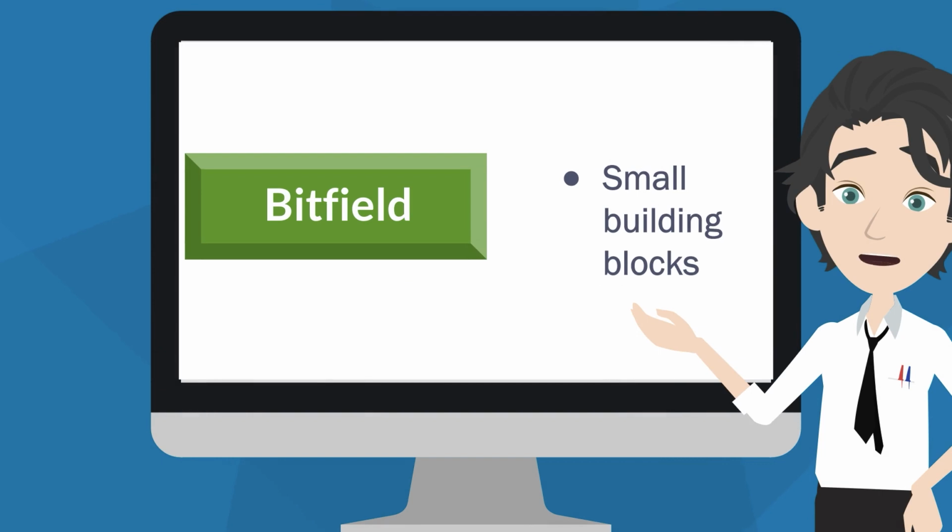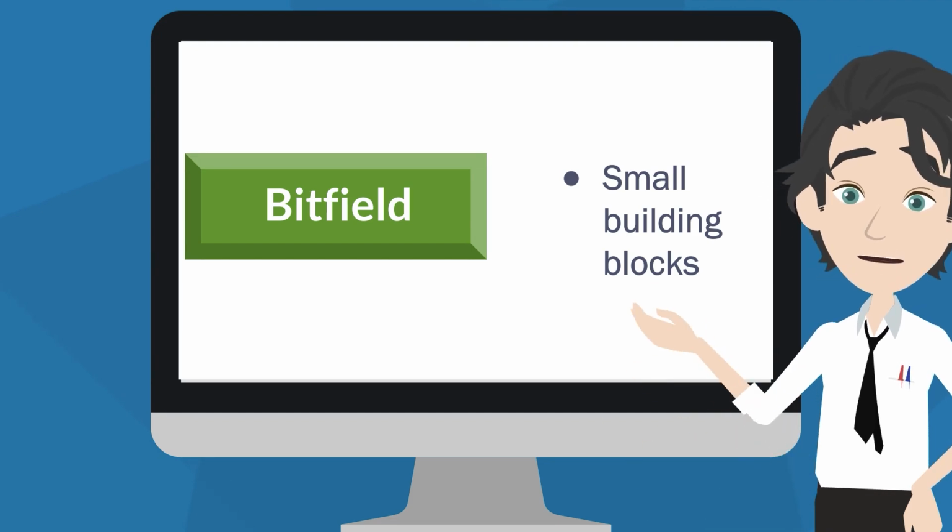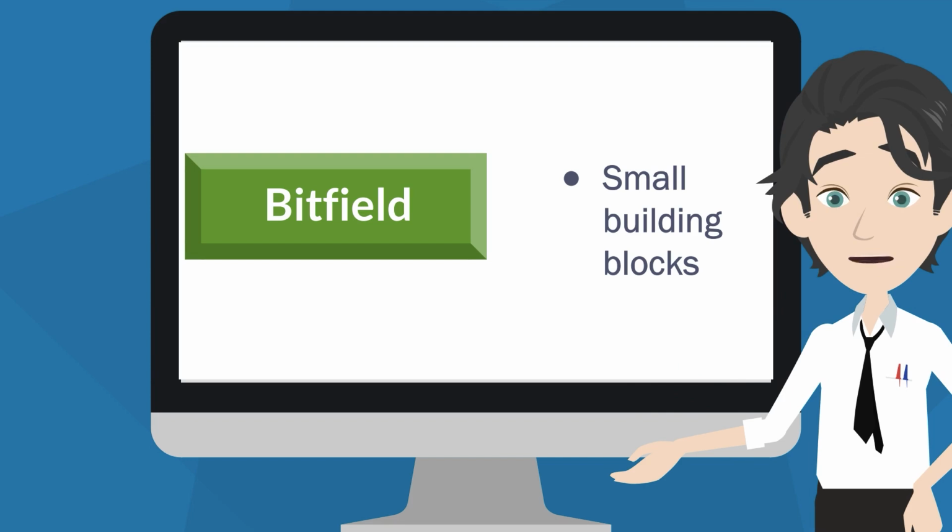Bitfields are small building blocks that might be used as part of objects. Imagine bitfields as a box filled with smaller items, like individual pieces of a product. Each bitfield field represents a specific detail or characteristic, contributing to the overall structure of the bitfield.